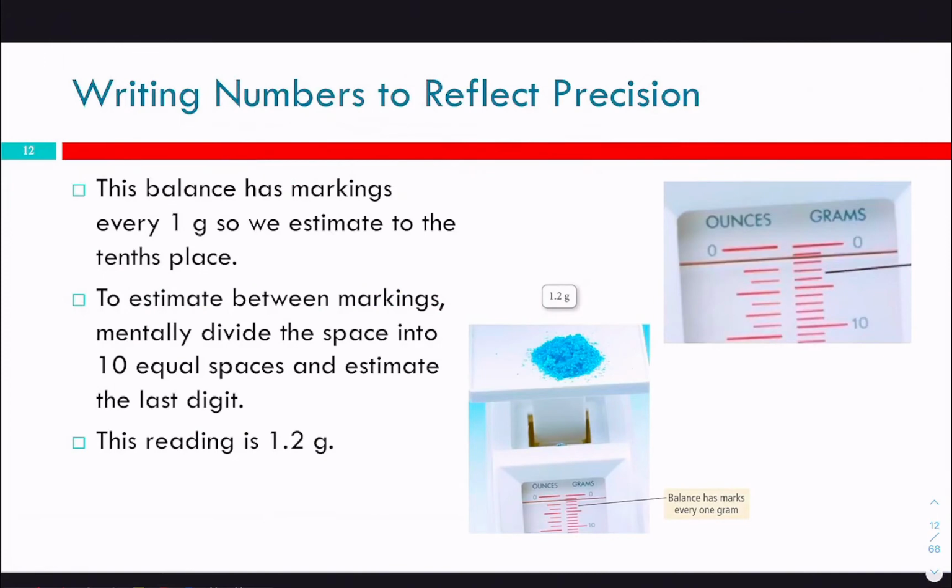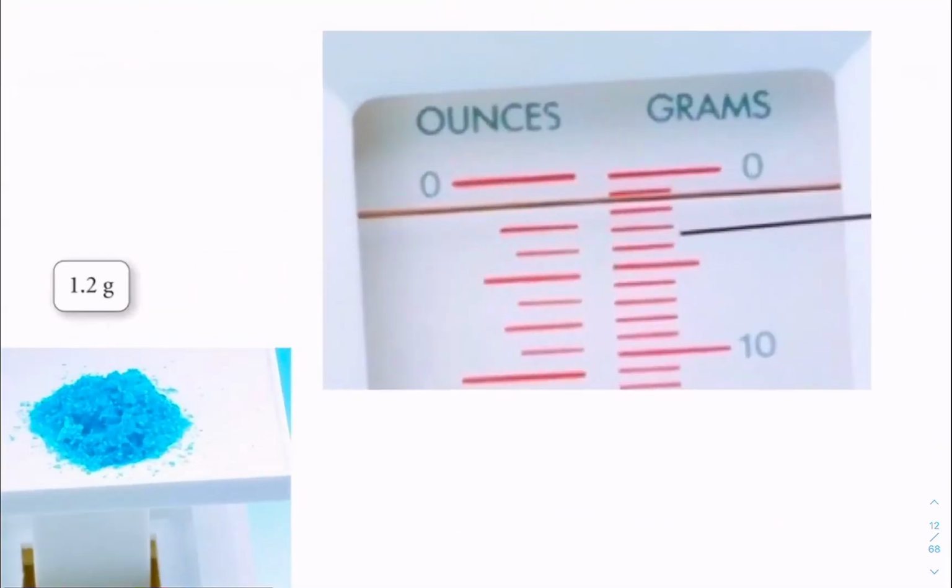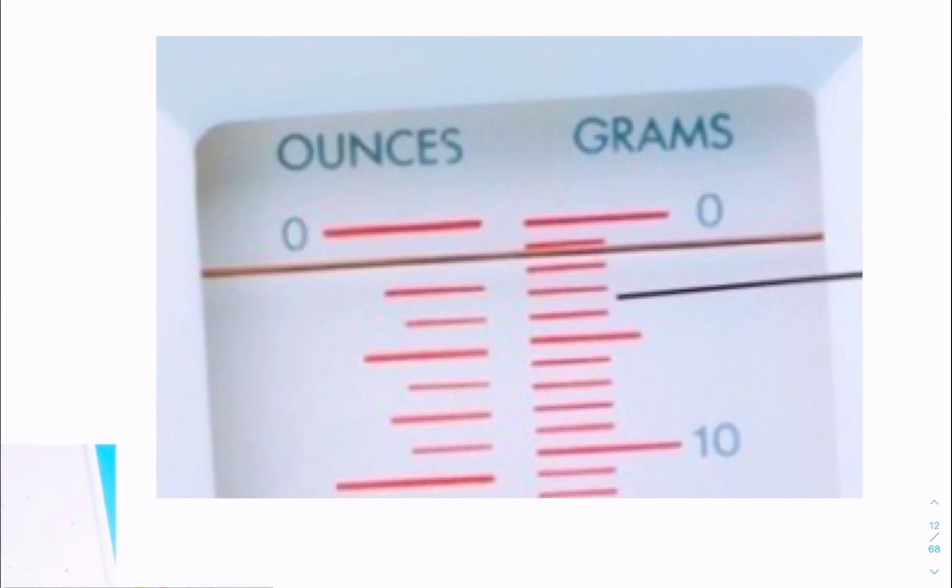All right. So fortunately, in our labs, we have digital scales. Those are easy because you just write down as many digits as there are. If you don't have a digital scale, though, you need to estimate what that precision is going to be. So this balance has markings every 1 gram. So the position that we're going to estimate is the tenths place, because we have 1 gram markings, so we need to say how far in between those markings the reading is.